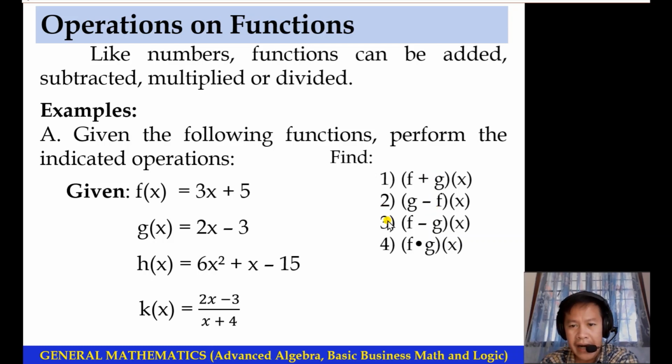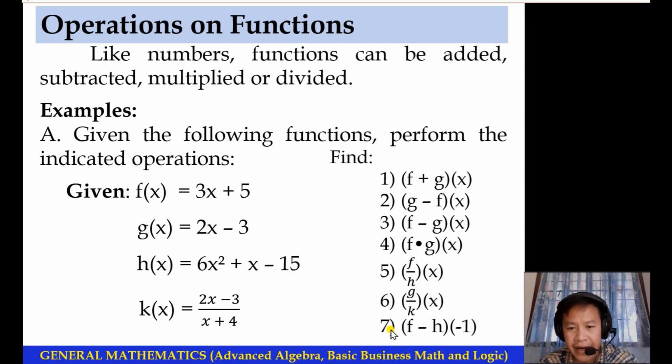2 and 3 will apply the concept of subtraction of functions. And number 4 is multiplication of functions. Number 5 is division of function, f divided by h of x. And number 6, g divided by k of x. And number 7, we have f minus h of negative 1. We are going to integrate the evaluation of function in this particular operation of functions.